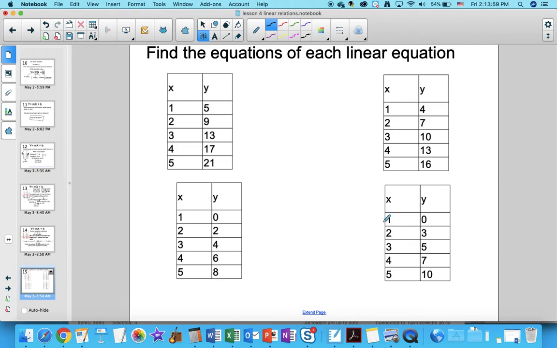Right? Let's check this one. 1, 2, 3, 4, 5. We're going up by 1. Here we're going up by plus 3, plus 2, plus 2, plus 2. Oh! So this one doesn't work.